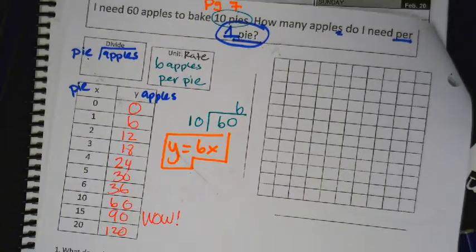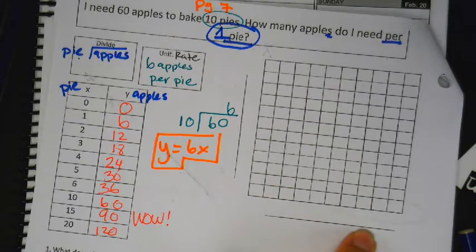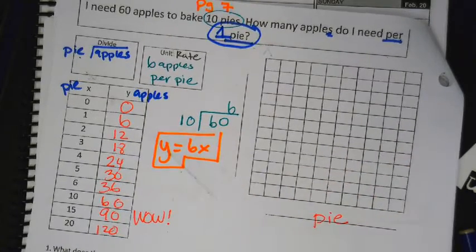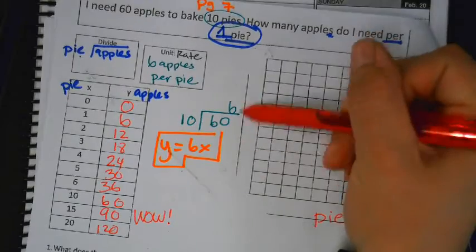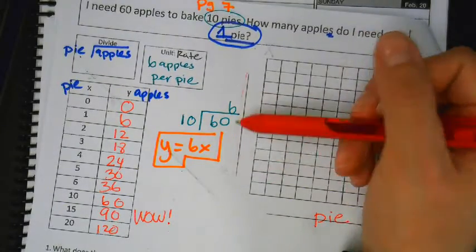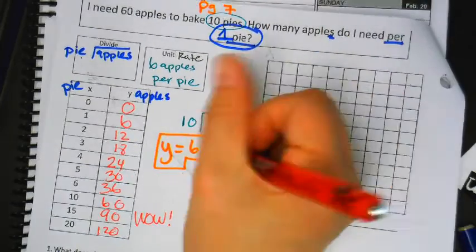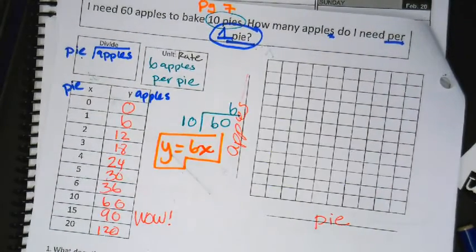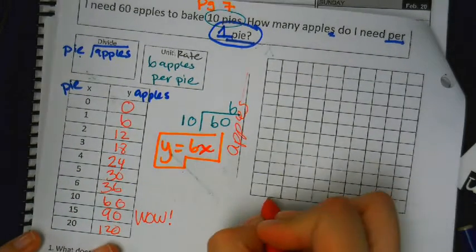All right. What do I label X? Pies. Good. What is my Y? Apples. Do we do fancy X or just normal X? Fancy. You gotta be extra. There you go. Okay. What do I count by on my X's? What do I go up by? Ones.